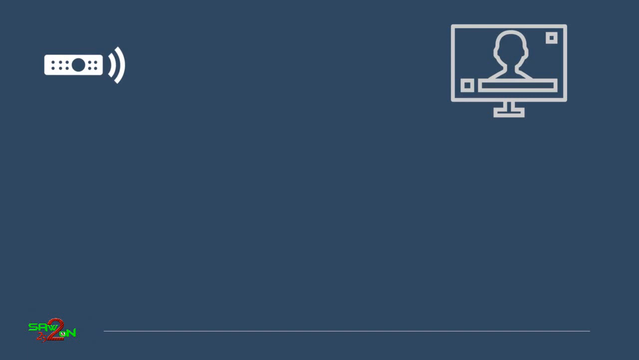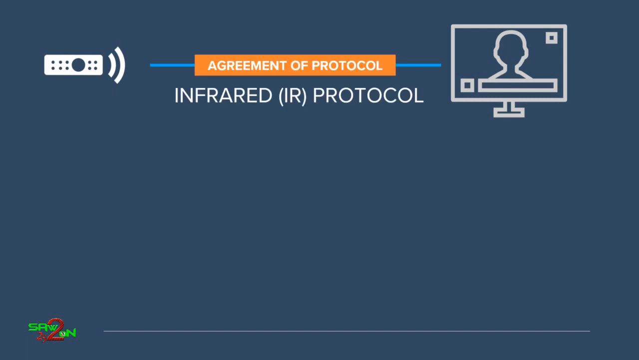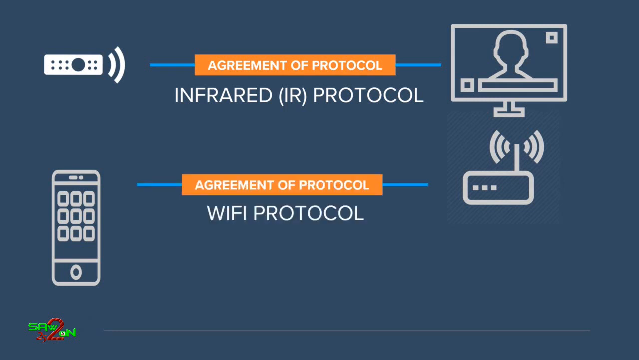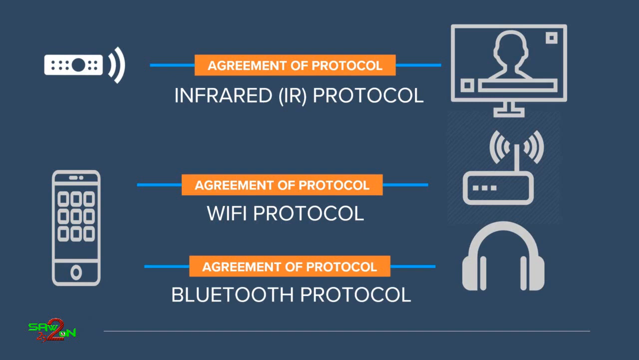Think of an example of a TV and your remote. Your remote is trying to control your TV. How do you think your TV remote can talk to your TV? That's basically an agreement of a protocol called the infrared protocol. This is the protocol that is programmed in the TV remote and also in the TV so that they communicate via this protocol. Take another example of your phone and your Wi-Fi devices. You use nothing but a Wi-Fi protocol. So there is an agreement of protocol wherein your phone can talk to a Wi-Fi device. And if it's a headphone, can you guess what protocol we use to connect your headphone to your phone? That's right, that is the Bluetooth protocol.